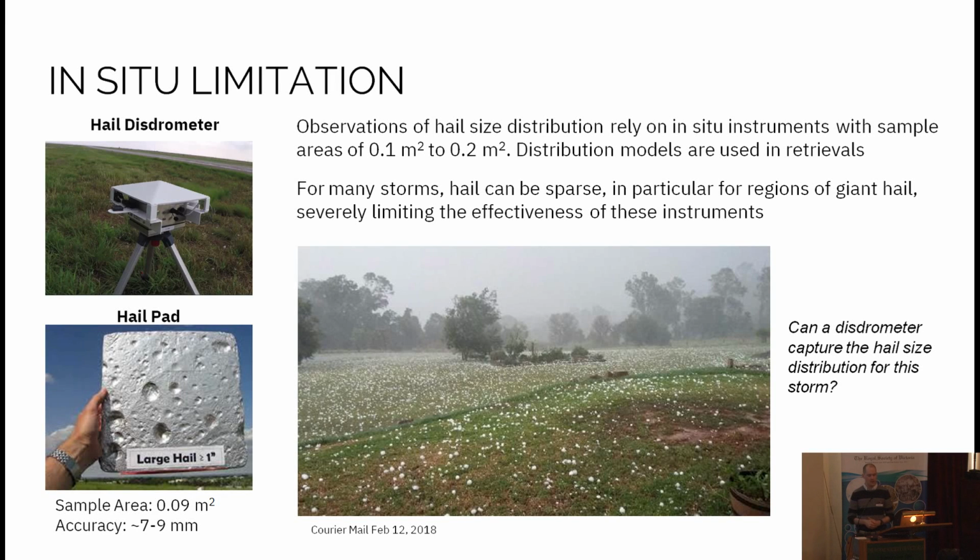And using automated size extraction from Python packages which provide machine vision libraries, we can extract many thousands of hailstones and build up a much more robust understanding of the hail size distribution, which will then feed into our improving retrievals from radar.